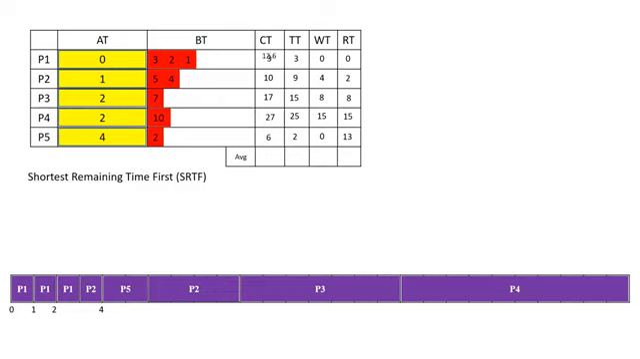And finally, we can calculate the average. And that is the shortest remaining time first CPU scheduling algorithm.